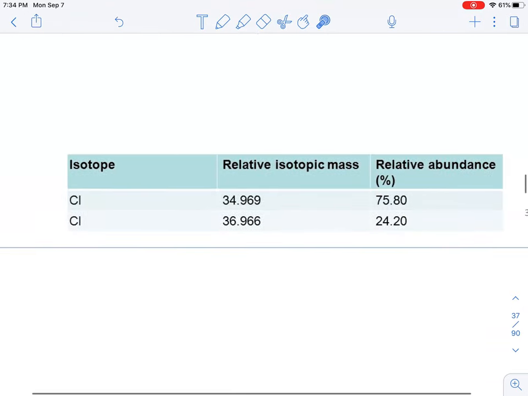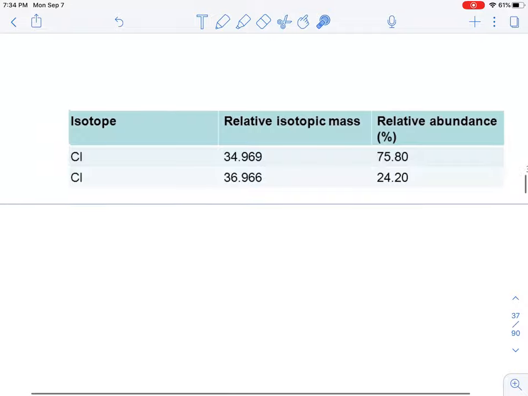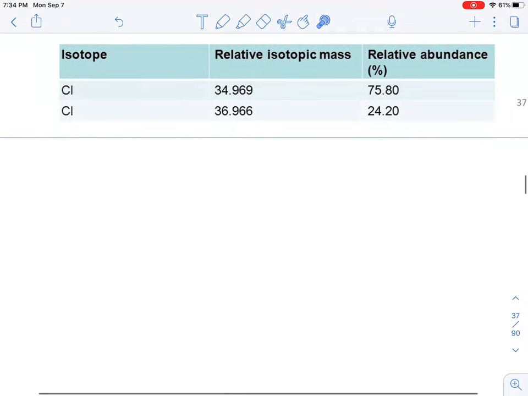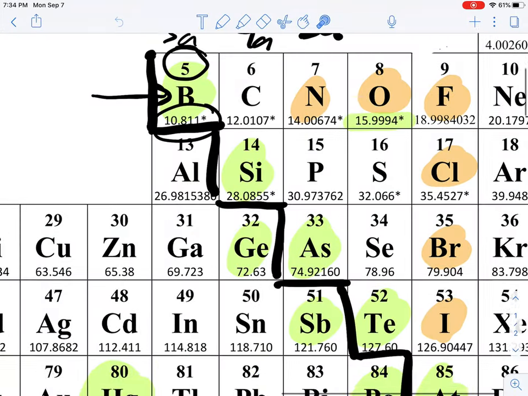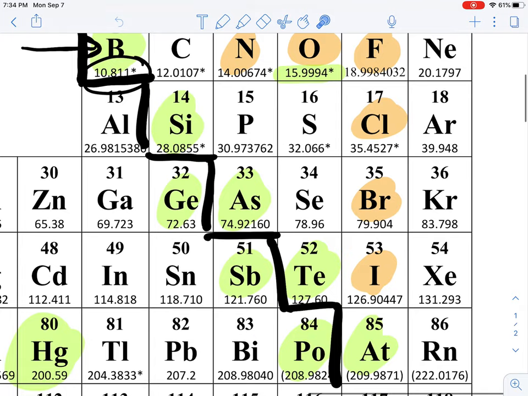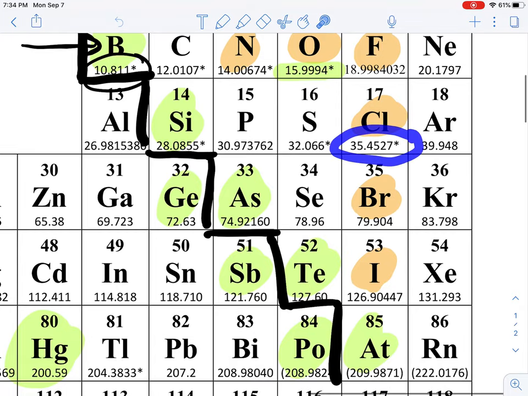Okay. And so we're going to take a look at an example here. We're going to look at two isotopes for chlorine, and what we want to calculate is the average atomic mass of chlorine. Here we can see that the average atomic mass is approximately 35.4527. So we're going to learn how this number was derived.